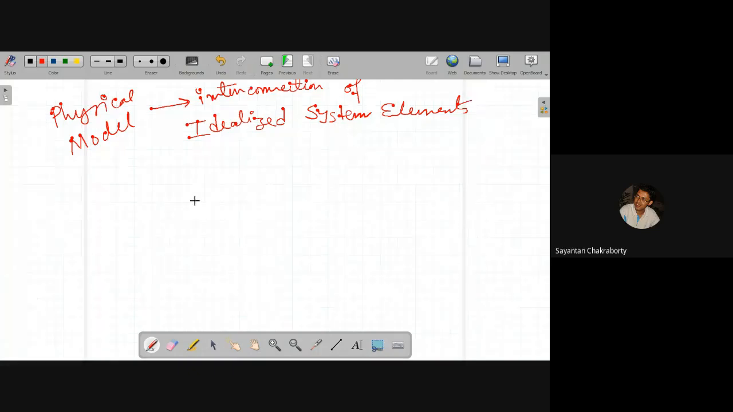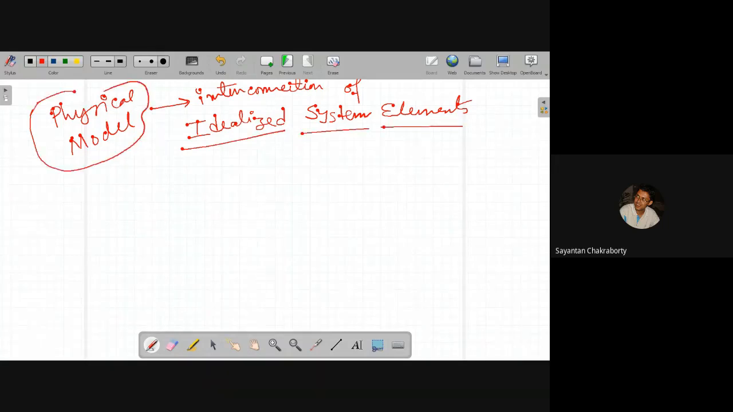elements. So the physical model will be first developed based on the interconnection of idealized system elements. Then this physical model will be described in terms of elemental laws of physics, laws of physics or engineering, whatever you say.